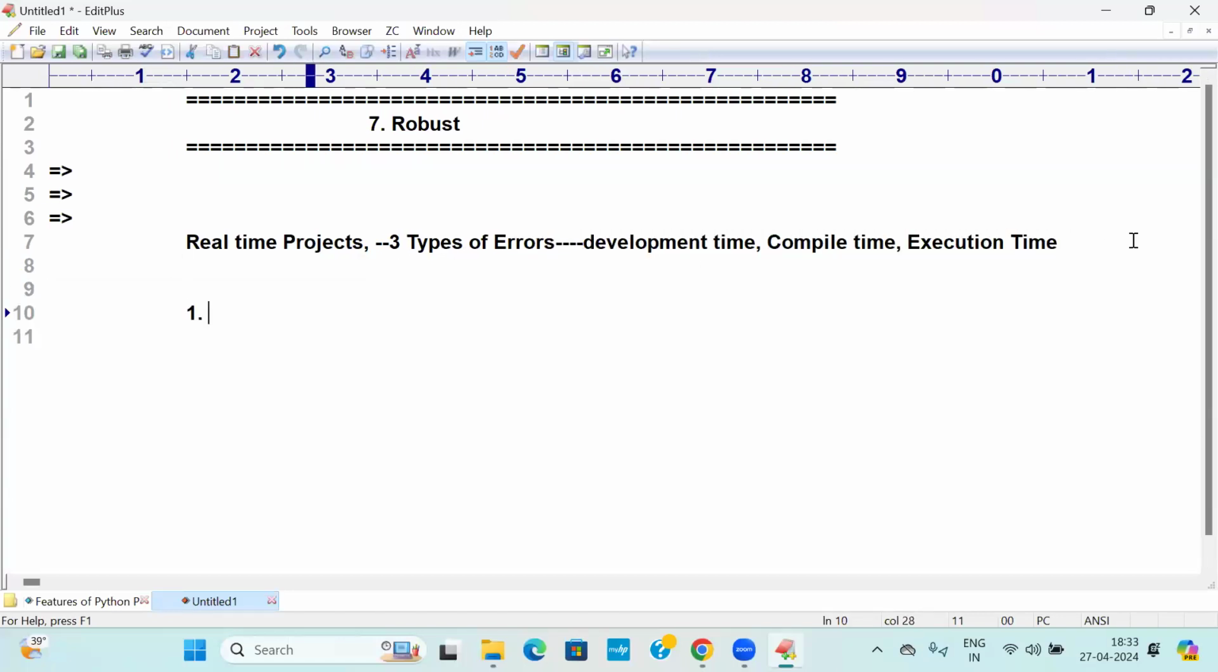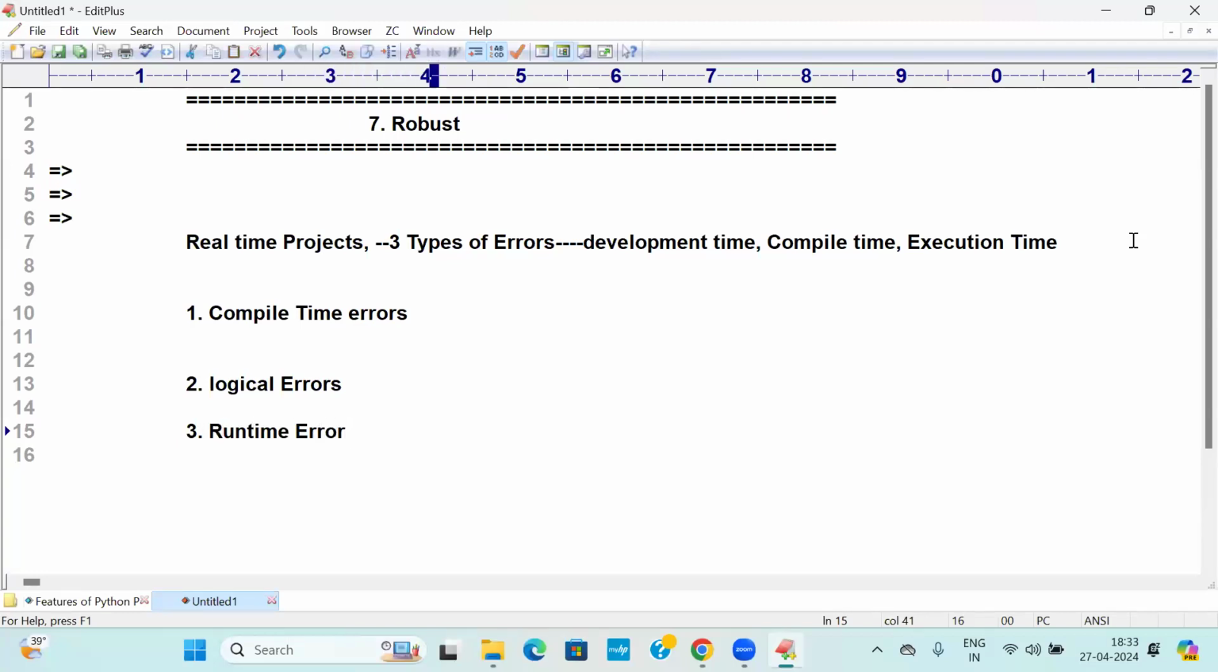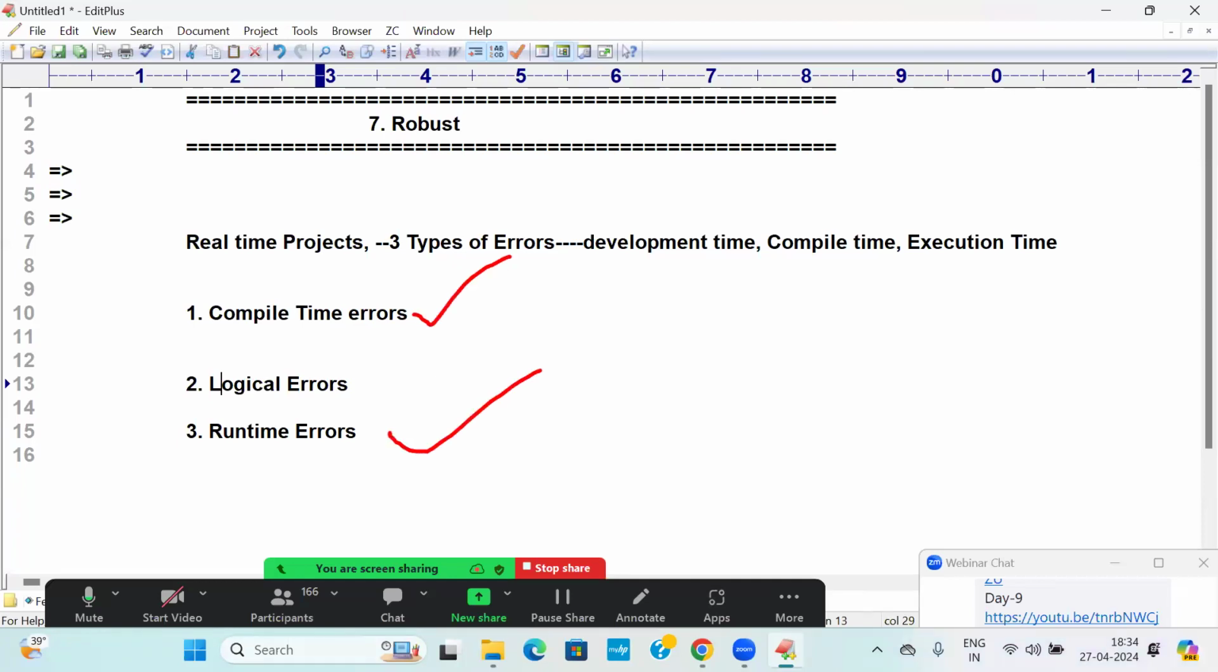Let me talk about them. Number one is called what? Compile time errors. Second one is called what? Logical errors. Third one is called what? Runtime errors. In your colleges, those who completed your 22 years of education, your teachers will say compile time errors, runtime errors.